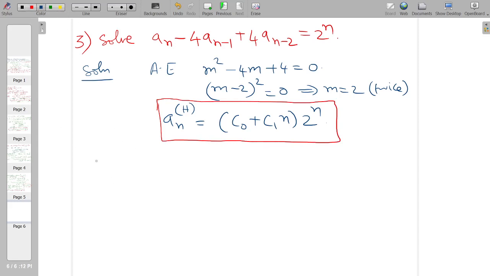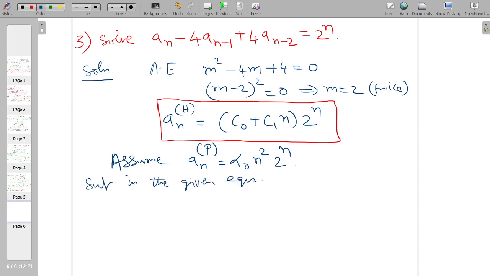Now for the second part, assume a_n^p, the particular solution. Here I have 2^n. 2 turns out to be a root of the auxiliary equation, and 2 gets repeated 2 times. So in this case I take the solution as alpha_0 n squared 2^n. So now what I do is I substitute it in the given equation.